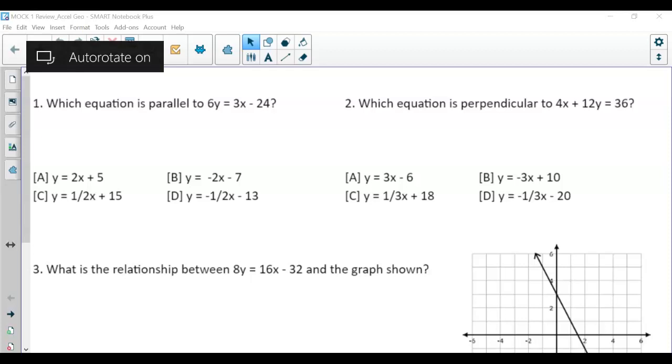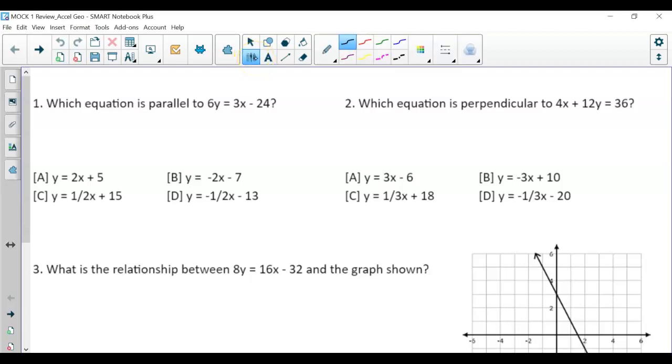In this video, I'm going over the Mach 1 review for the upcoming test for geometry. So here in number 1, 2, and 3, this is going back to our parallel and perpendicular relationship.